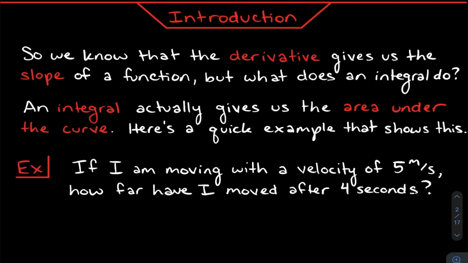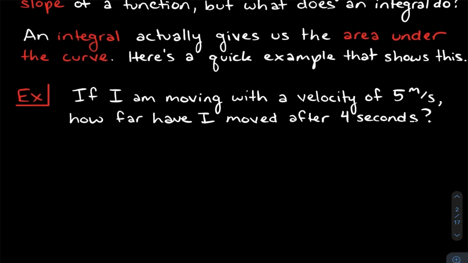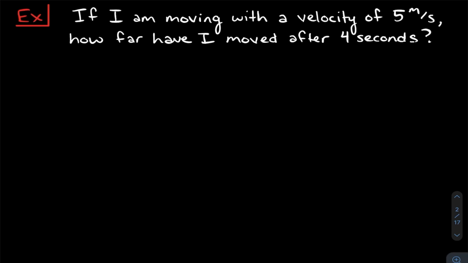Here we have a nice representation of what a derivative does that we can visualize, right? It gives us the slope. What does the integral do? It gives us the area under a curve. Okay, and so I'll give you a quick example here that shows this, and this is probably the first example you would learn, and that's using velocity to calculate position, right?